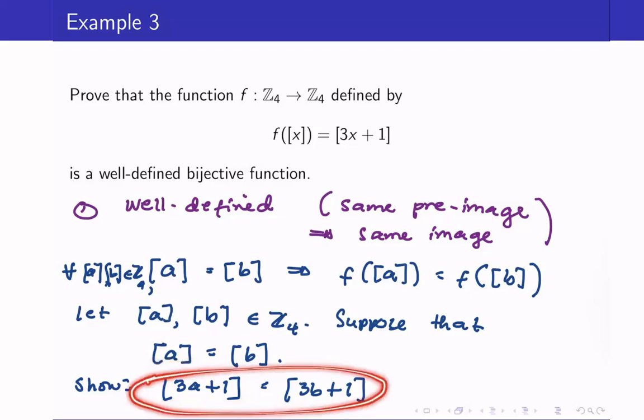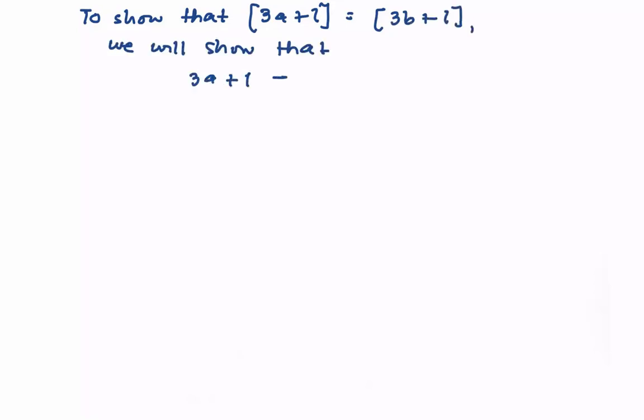How do we show that two equivalence classes are equal? In showing that two equivalence classes are equal, we just have to show that the representatives are equivalent. So to show that the equivalence class of 3A plus 1 is the same as that of 3B plus 1, we will show that 3A plus 1 is congruent to 3B plus 1 modulo 4. The representatives are equivalent under the equivalence relation. Remember, this is not part of the proof. I just want to show you what we need to do.